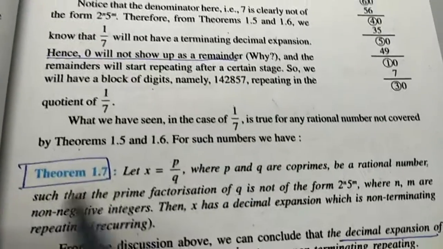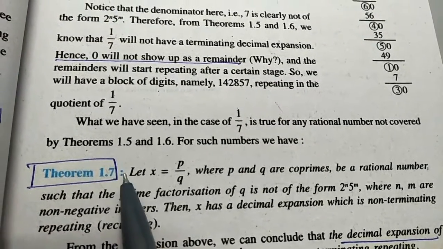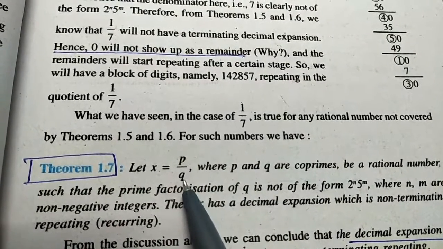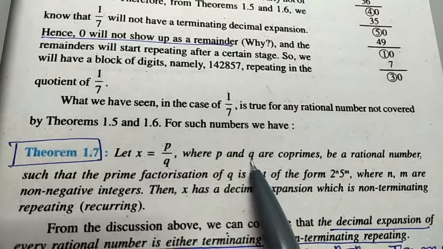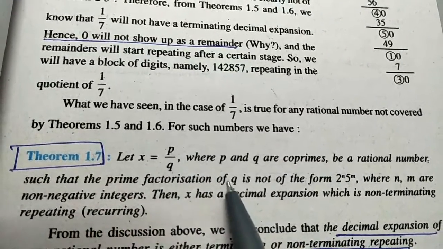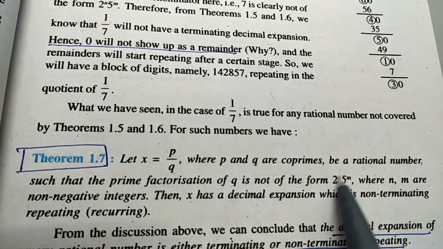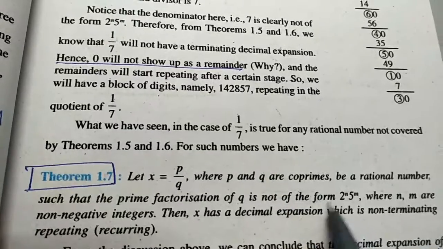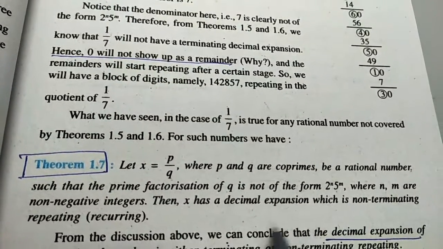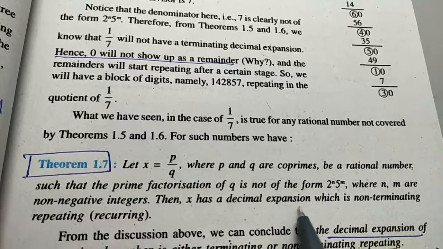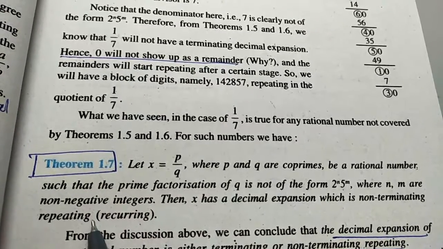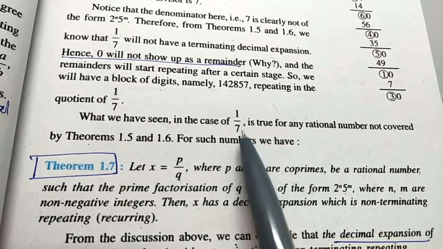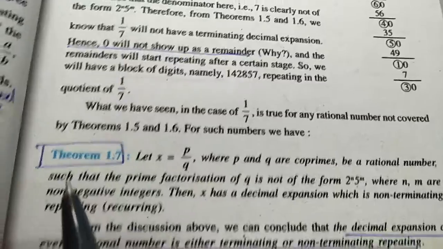Now Theorem 1.7 says that if a rational number can be expressed in p upon q form, where p and q are co-primes, but the prime factorization of q is not of the form 2 raised to n and 5 raised to n, then such decimal expansions are non-terminating, repeating or recurring. Here 1 upon 7, we cannot make it in the form of this. So without long division also we can tell that this is non-terminating, recurring.